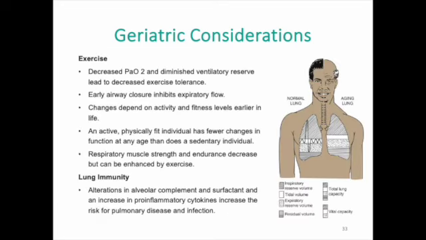In terms of exercise and lung immunity, when we exercise, there's a decrease in arterial pressure of oxygen and a diminished ventilatory reserve leads to a decreased exercise tolerance. Early airway closure inhibits expiratory flow. These changes depend on how active we were before we've aged and how active we have continued to be. Someone that is physically fit has fewer changes in function than someone that had a more sedentary lifestyle. The respiratory muscle strength and endurance will decrease, but we can also enhance it by continuing to exercise.